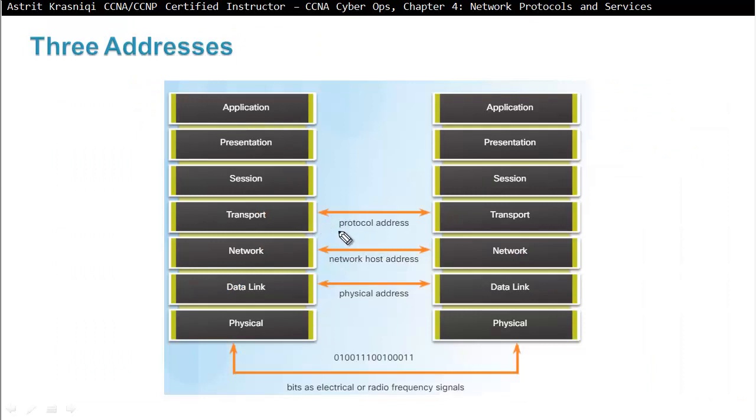So there are three addresses that we talk about: the protocol address, the network host address, and then the physical address. If you remember, here they were called segments, here they're called packets, and at that layer they're called frames. And here just bits, zeros and ones. If you don't want to discuss frames, packets, or segments at any particular layer, the general term is PDU, protocol data unit. For example, there's no other name in the presentation layer, but you can say that at the presentation layer, this protocol data unit was doing this, and so on.